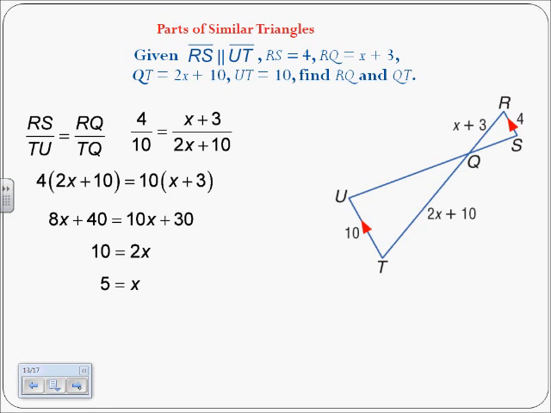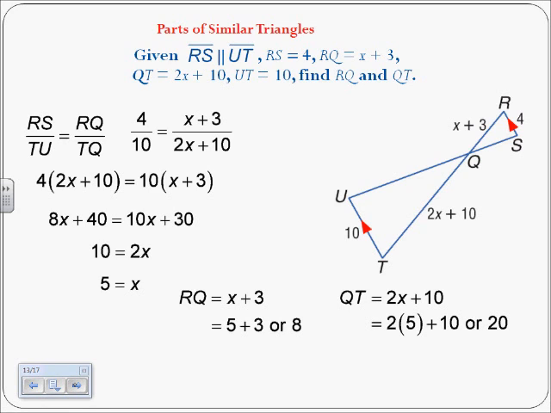If x is equal to 5, then I can just replace x into my two expressions for QT and for RQ. If RQ is x plus 3, we have RQ being 8. If QT is 2x plus 10, we're left with 20. Again, final answer, RQ is equal to 8, QT is equal to 20.